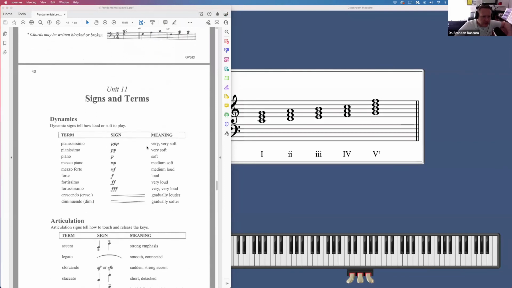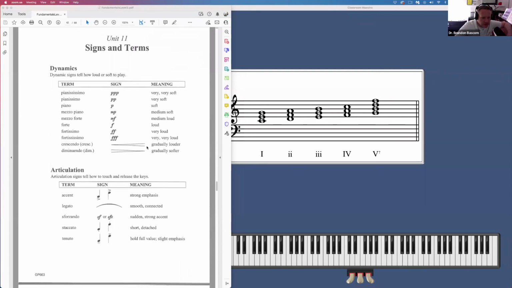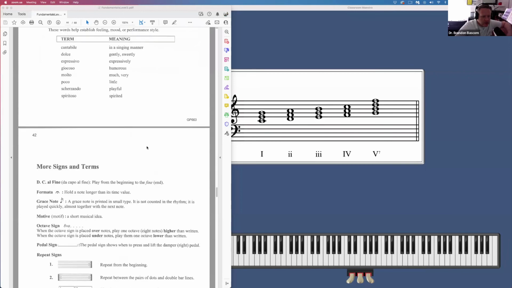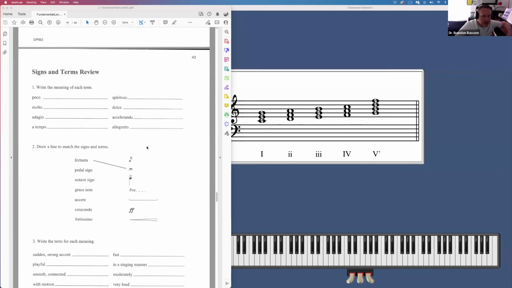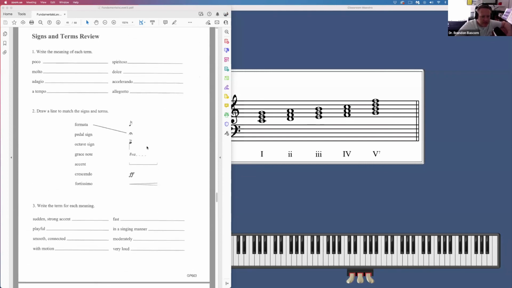On to Unit 11. Unit 11 is a simple signs and terms unit like you're so used to, but this time we don't get a crossword puzzle. We get a fill-in-the-blank review on page 43. And that is it for this video.